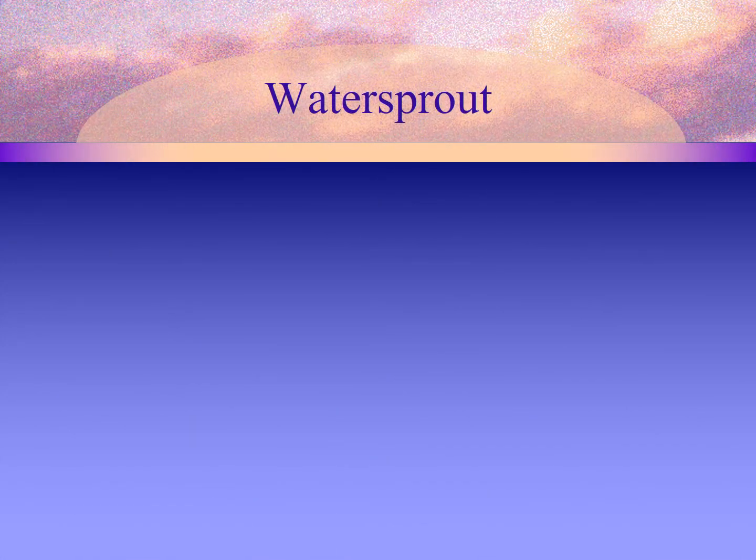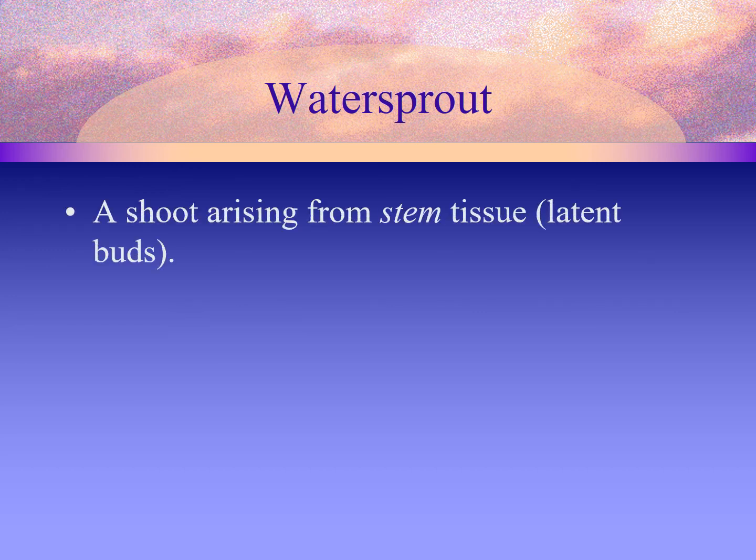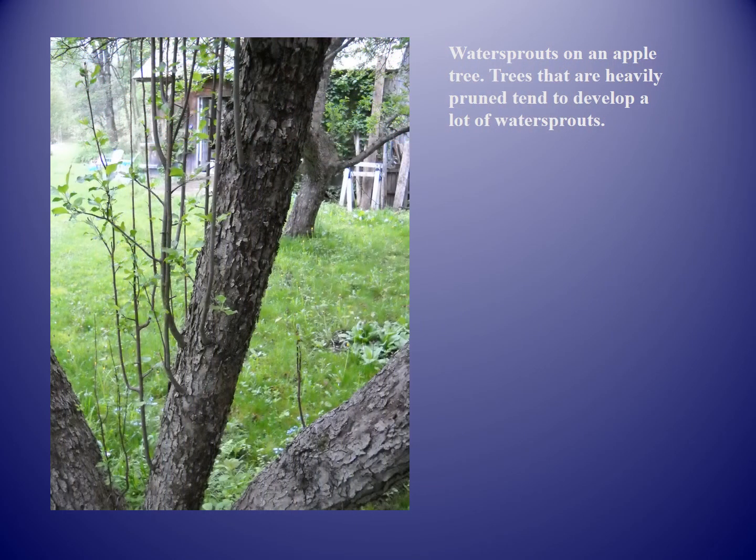Another specialized plant structure is called the water sprout. Water sprouts are shoots that arise from stem tissue, specifically from latent buds that are found just underneath the bark of certain plants. And water sprouts generally form in response to pruning. So if a tree has been excessively pruned, if a lot of material has been removed from the tree or shrub, then the tree or shrub is going to respond by producing water sprouts.